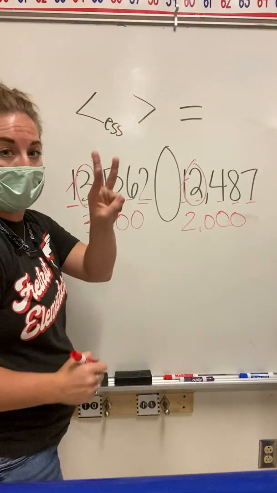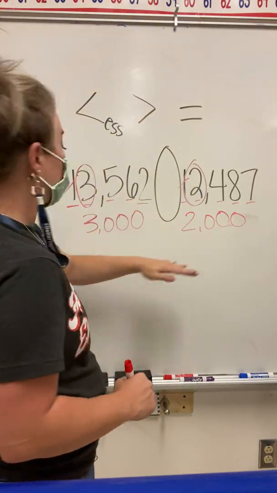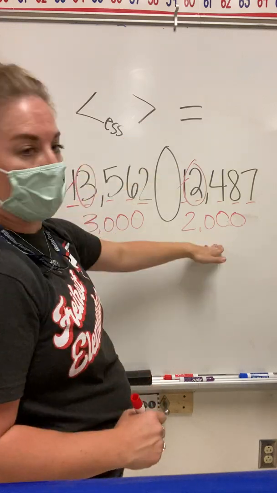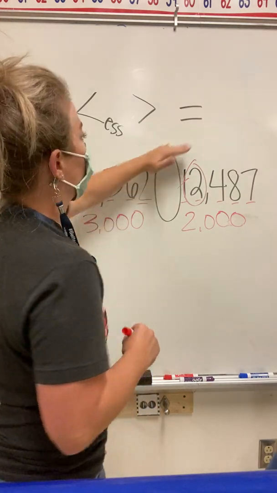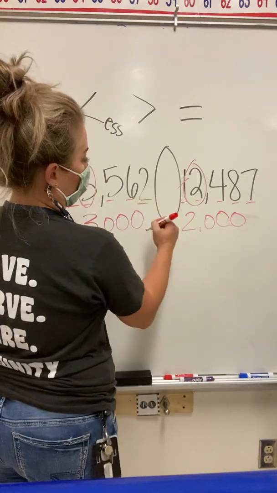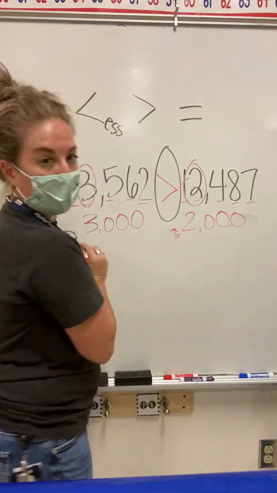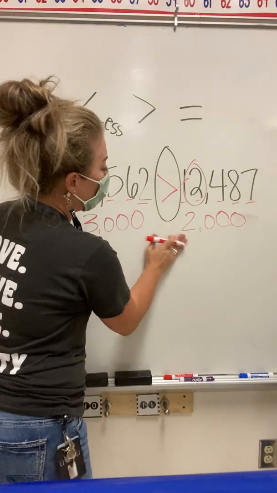So ask yourself 3 questions. Is 3,000 less than 2,000? Is 3,000 greater than 2,000? Or is 3,000 equal to 2,000? And as you know, 3,000 is greater than 2,000, so I'm going to choose this symbol because it will not help me spell less. Okay?